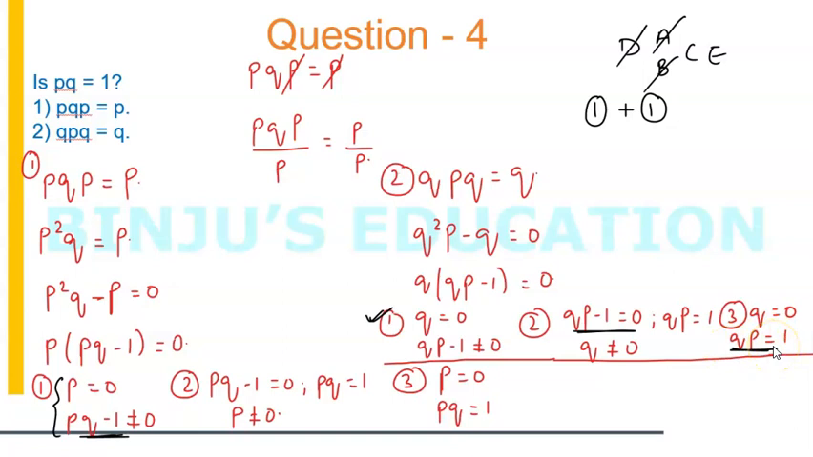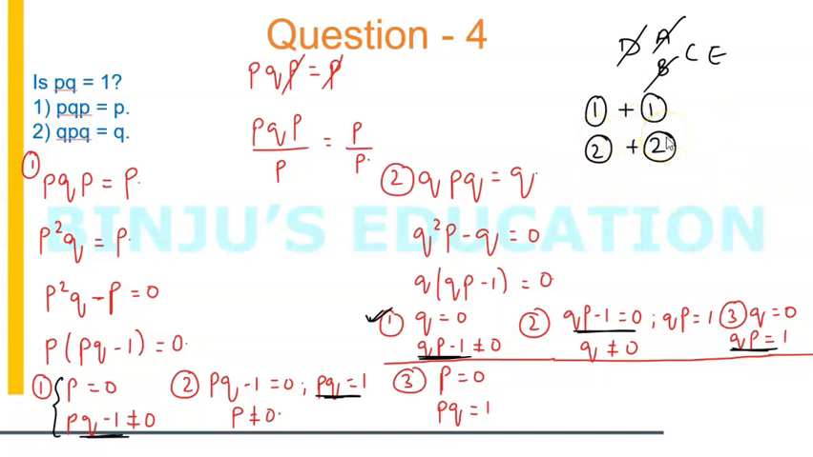Okay, what about 2 and 1? PQ is 1. Now again this will not go with 1, because PQ is 1 and QP is not equal to 1. Okay, what about the second one? The second and second, if I say PQ is 1, QP is 1, okay, that's going. P is not equal to 0 and Q is not equal to 0. So that is also of course true, because if one of them is 0, in that case QP will not be equal to 1. So 2 plus 2 will also go.